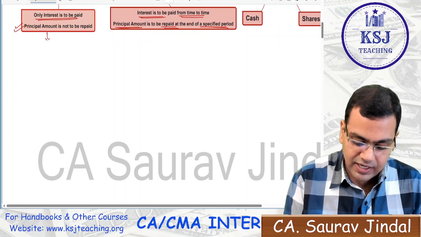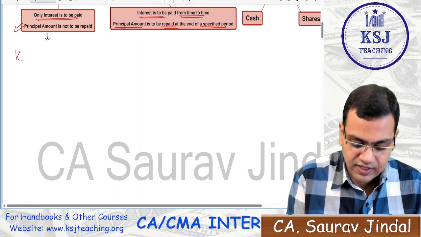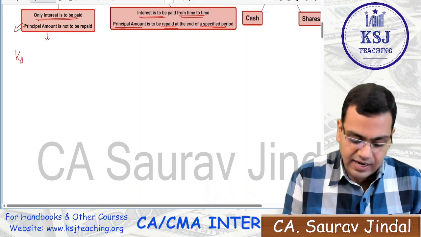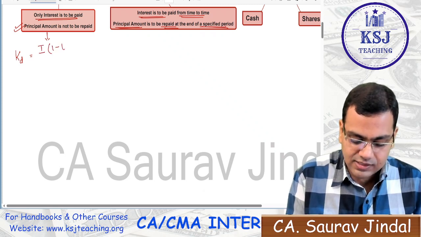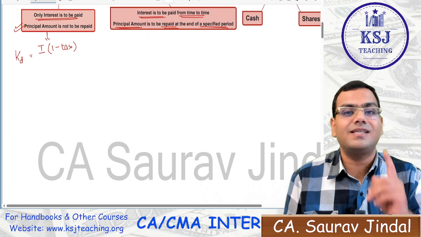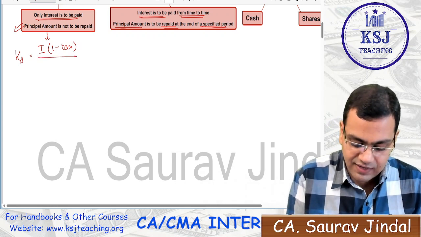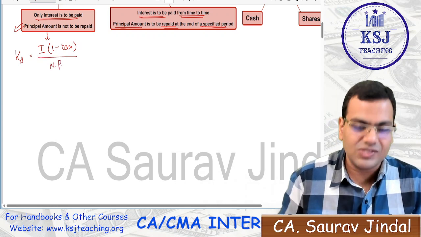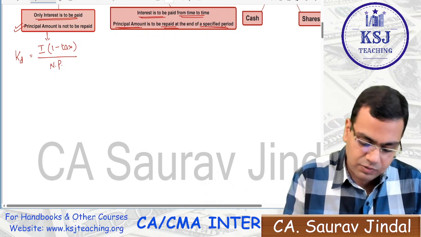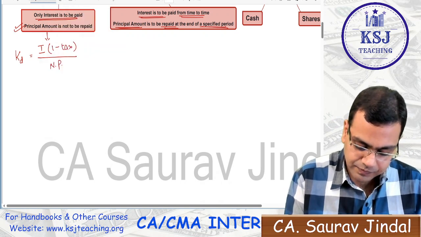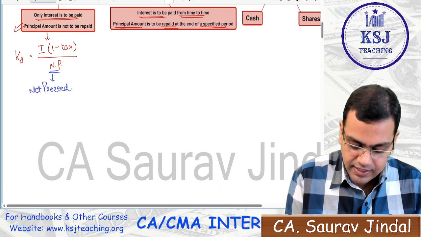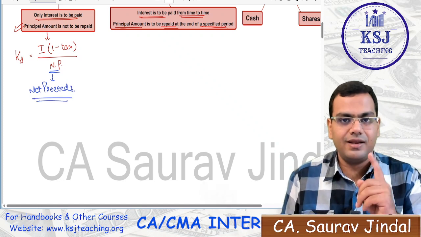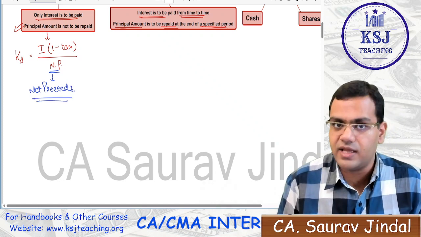For the redeemable debt, what is your cost of debt? Cost of debt is denoted by KD. And how are you going to calculate KD? That is interest into (1 minus tax), because interest is a tax deductible expenditure, divided by NP. NP is what? NP is the net proceeds. Now, certain important points related to the net proceeds, listen to it very carefully.